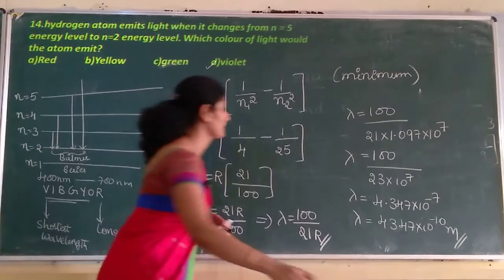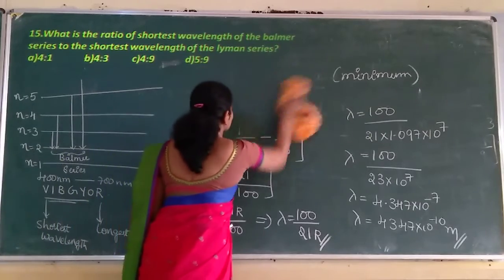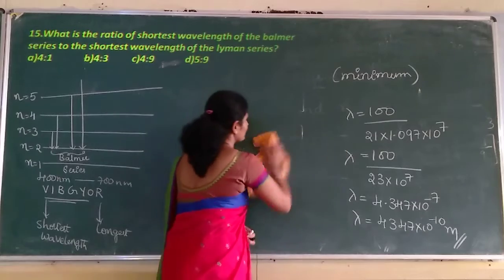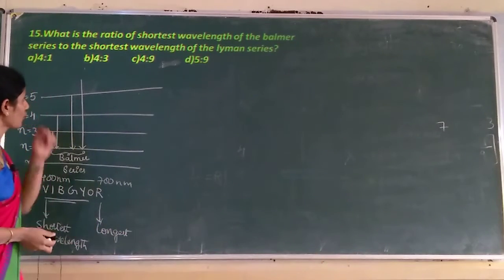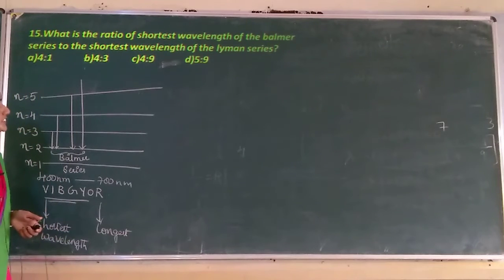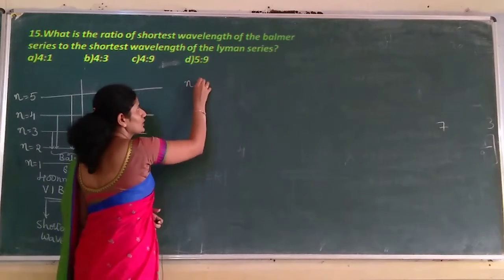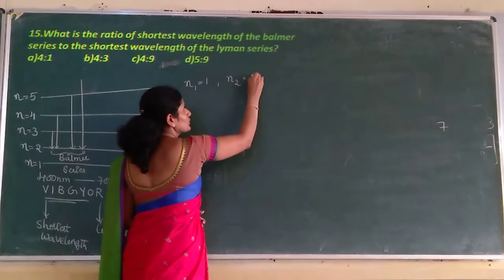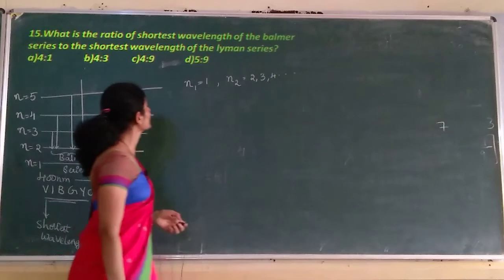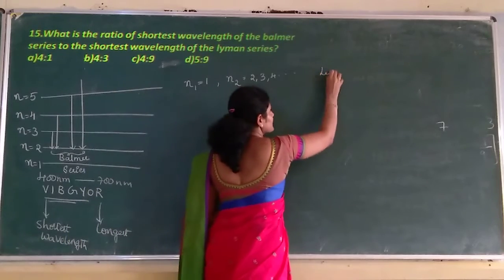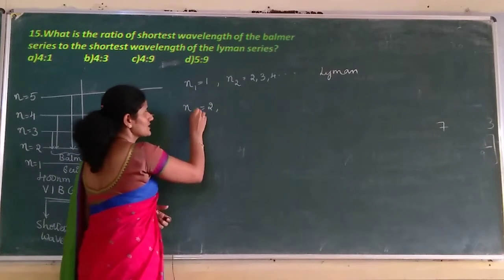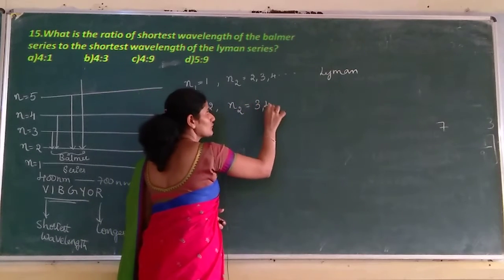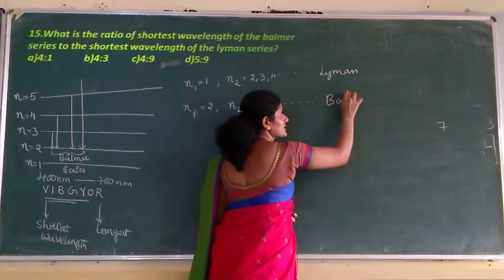Next question, question number 15. What is the ratio of shortest wavelength of the Balmer series to the shortest wavelength of Lyman series? For the Lyman series, N1 is equal to 1, N2 is equal to 2, 3, 4, etc. For the Balmer series, N1 is equal to 2 and N2 is equal to 3, 4, 5, etc.